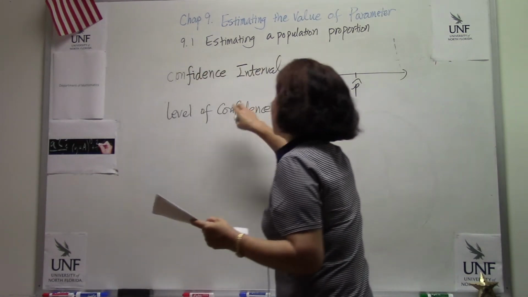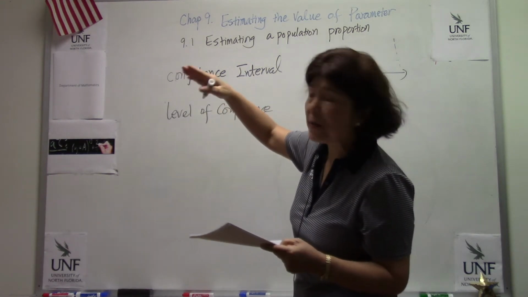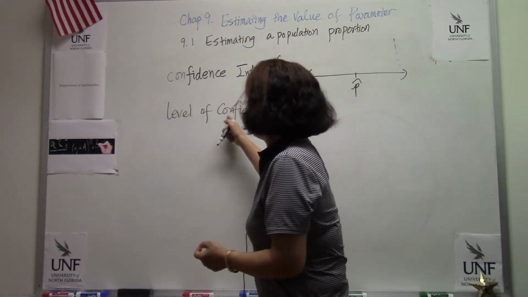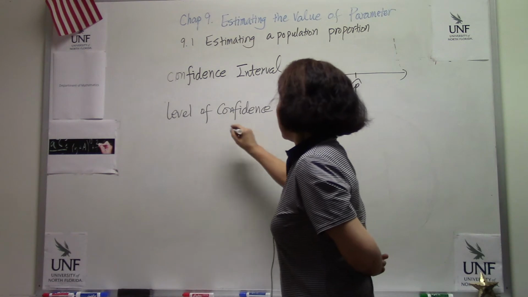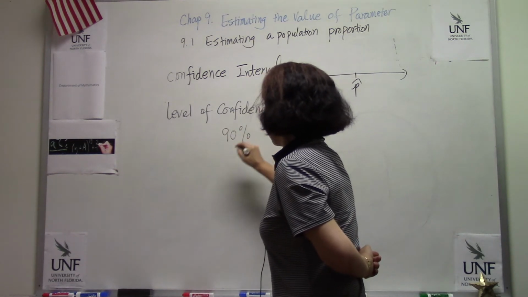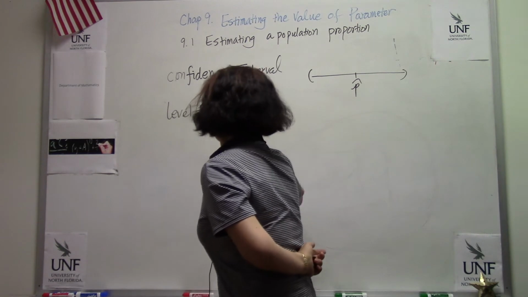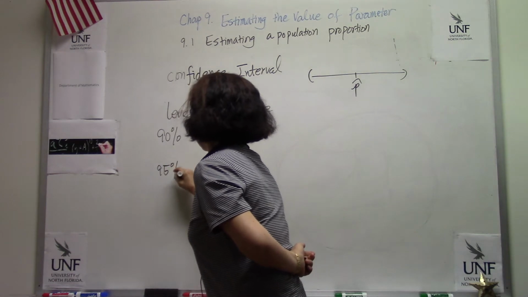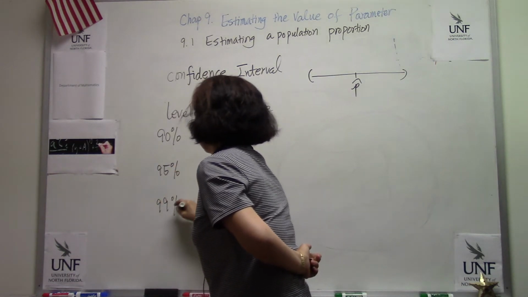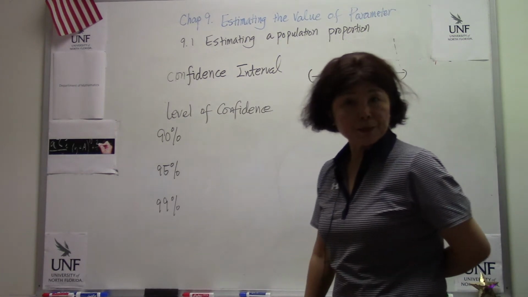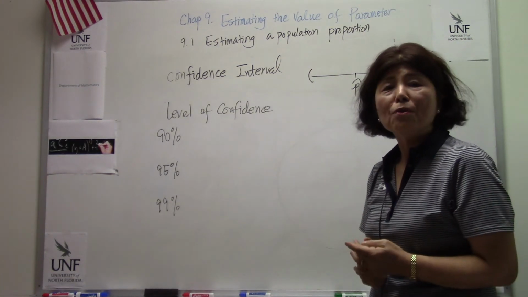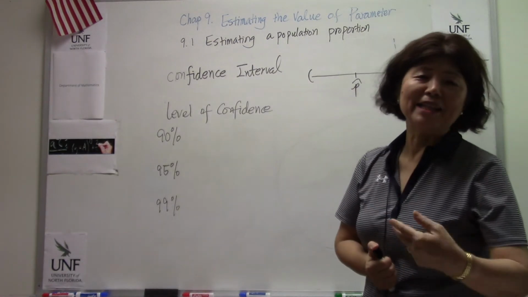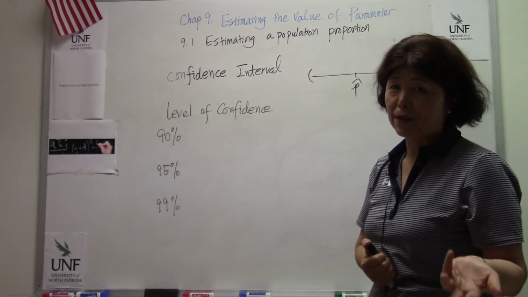You can change the levels of confidence, which is a little tricky. Typically we use 90%, 95%, or 99%. These are the typical ones in the textbook and in real life. But when you do my math lab homework problems, because they randomize numbers, they may throw in something like 89% or 93%, so just get ready for that.